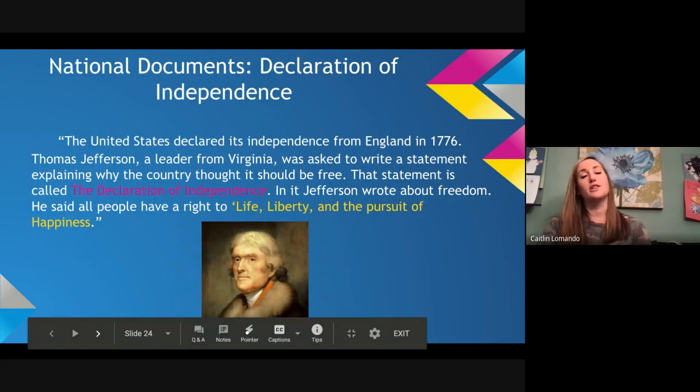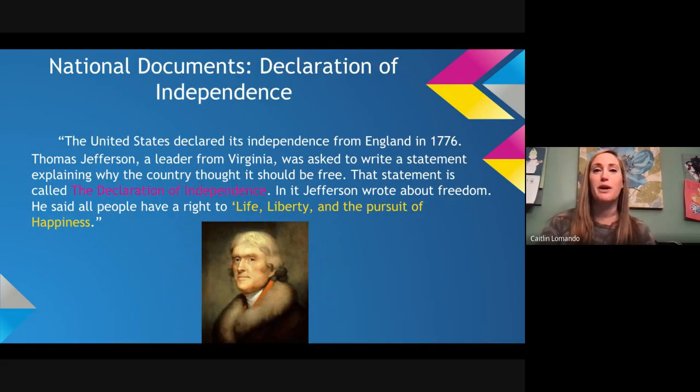So let's start with the Declaration of Independence. We talked a little bit about what that was during our last time together. The United States declared its independence from England in 1776. Thomas Jefferson, a leader from Virginia, was asked to write a statement explaining why the country thought it should be free. That statement is called the Declaration of Independence. In it, Jefferson wrote about freedom. He said all people have a right to life, liberty, and the pursuit of happiness.